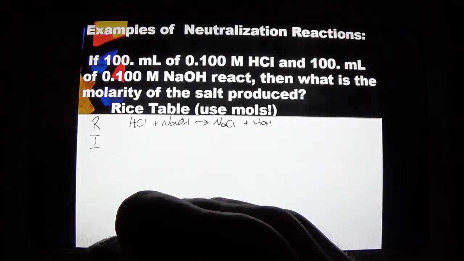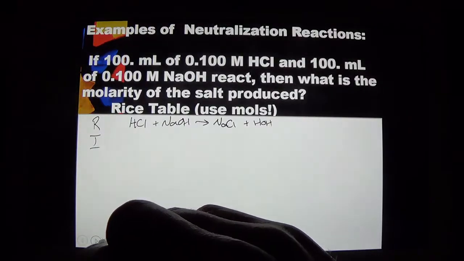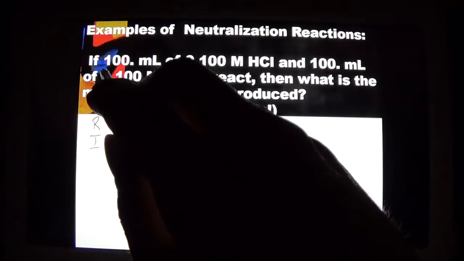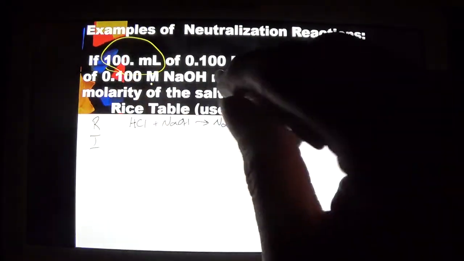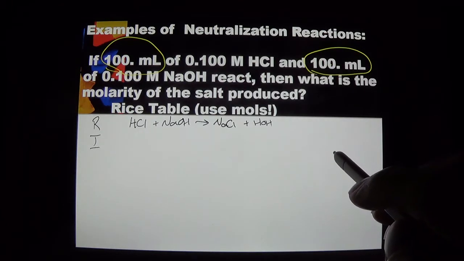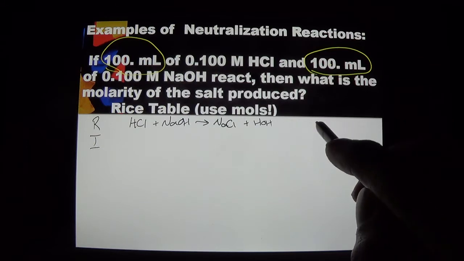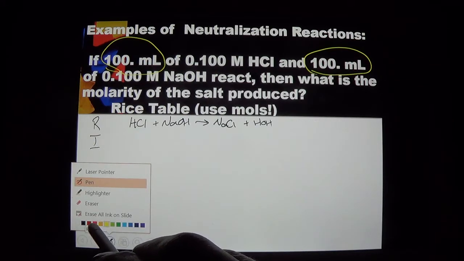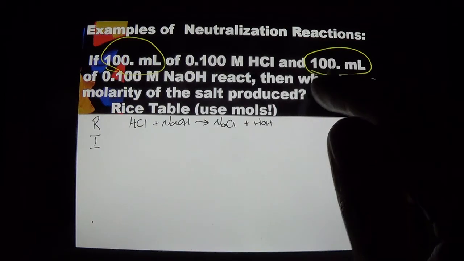Oh, but check this out. I have 100 milliliters of acid, and I'm mixing it with 100 milliliters of base. What happens all the time when you mix two solutions? If you said dilution, you're correct. We're going to end up diluting the acid and the base.